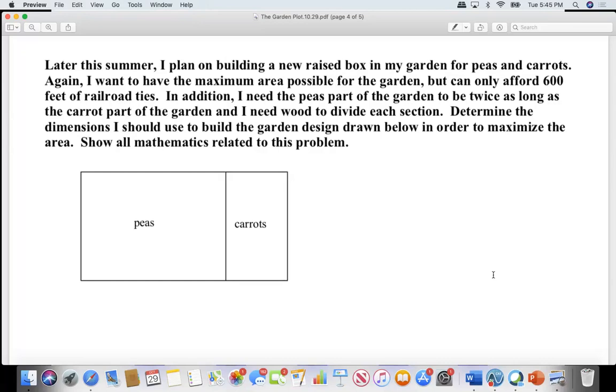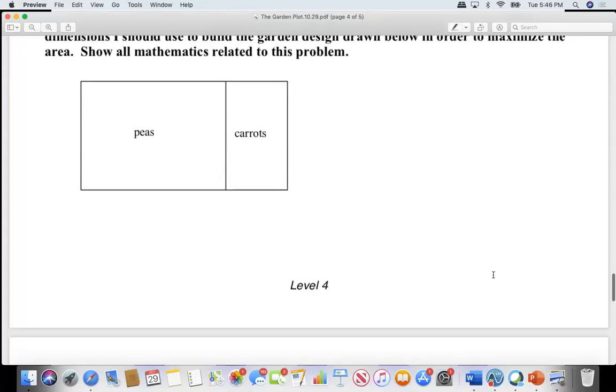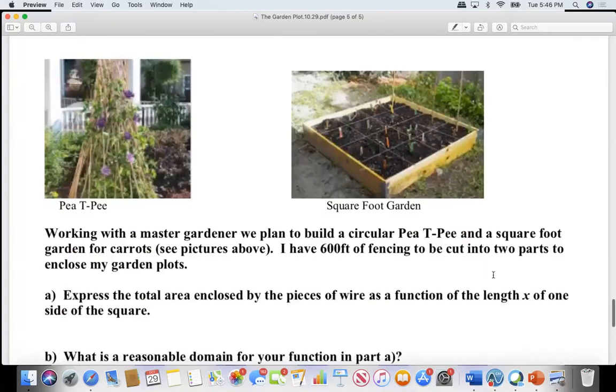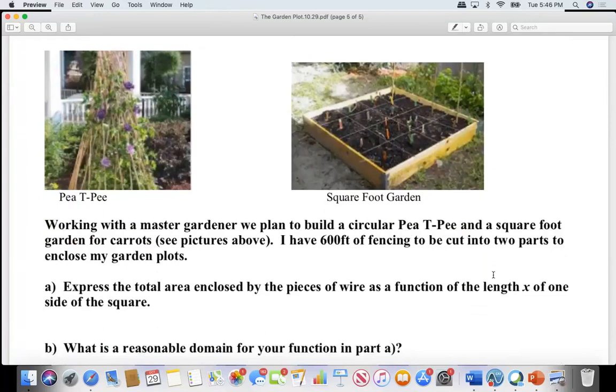Yeah. And then a common extension to this is to give a set amount of money, and the fencing inside the garden is a different price than the fencing around the garden, adding that next level of understanding for the students. Then we went to this next one, and now we have two different gardens, a circular PTP, which Lynn taught me about PTPs, and a square foot garden for carrots. So our peas will be in one and the carrots will be in the other. We have the 600 feet of fencing, but we have to take that set amount of fencing and cut it into two parts so that we can enclose each of the garden plots.